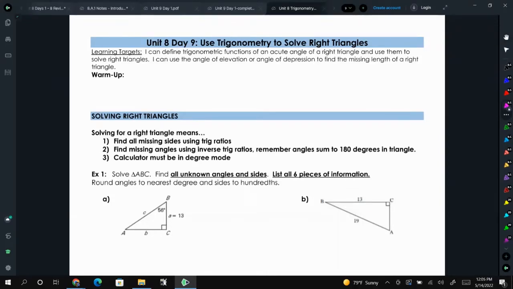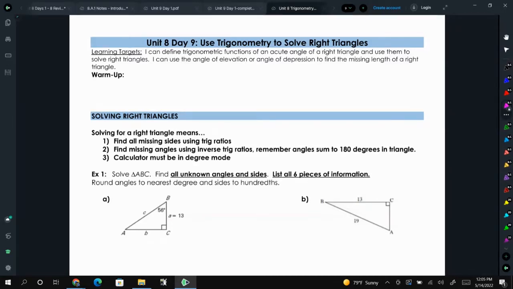Today, what we're going to do is use the tools that we have when it comes to right triangles to solve right triangles. We did this in geometry a little bit, where we would find all the sides and all the angles for a right triangle. Now, depending on what you're given, you can use Pythagorean theorem, you can use SOH CAH TOA, you can use inverse SOH CAH TOA functions, or you can subtract angles from 180.